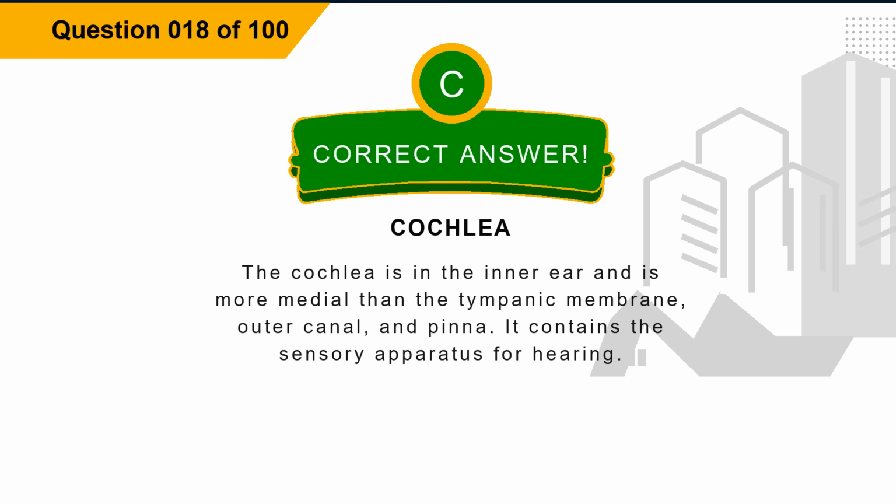Explanation: the cochlea is in the inner ear and is more medial than the tympanic membrane, outer canal, and pinna. It contains the sensory apparatus for hearing.